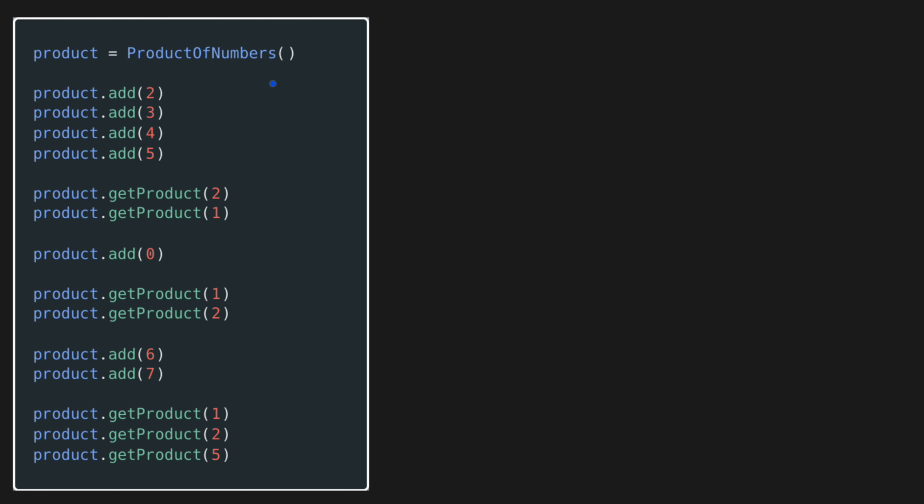And now the question is, how can we do better? The naive solution traverses up to k elements for each getProduct query, resulting in poor performance for large k. So can we do some kind of pre-processing that can help us reduce getProduct to something lower in time complexity? And the answer is yes. One such method that we can employ is prefix sum, or in this case prefix product.